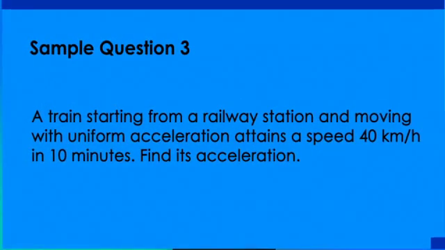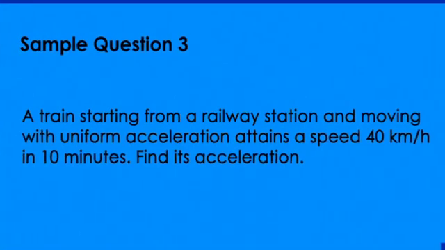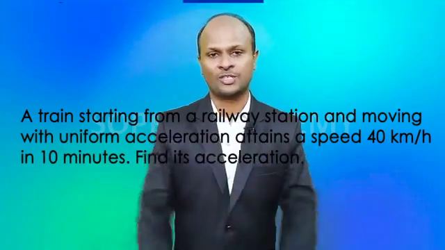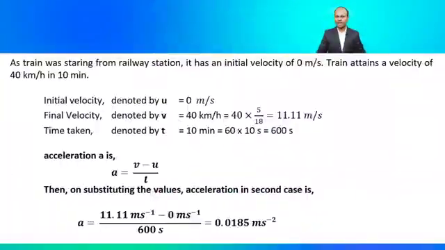A train starts from a railway station and moving with a uniform acceleration attains a speed of 40 km per hour in 10 minutes. Find its acceleration. Solution. As a train was start from the railway station, it has an initial velocity of 0 meter per second. The train attains a velocity of 40 km per hour in 10 minutes. We have to convert the speed and the time.